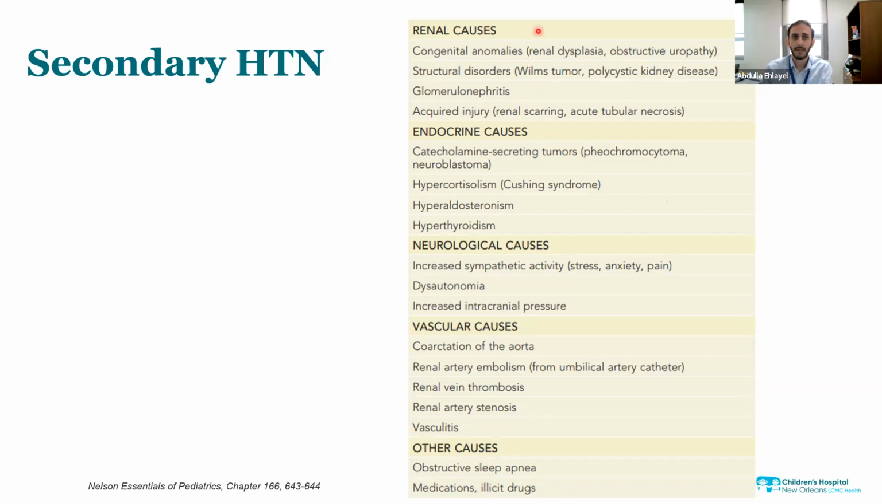And so renal causes are very common in children, especially the younger children: acute kidney injury, chronic kidney disease, glomerulonephritis. Patients that have renal scarring, if they have a history of pyelonephritis or recurrent UTI, tend to have secondary hypertension. So these are the patients that you want to look for, to make sure that you are not missing a renal cause of secondary hypertension.